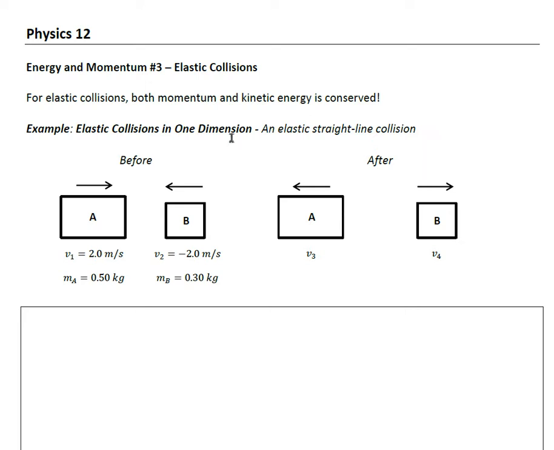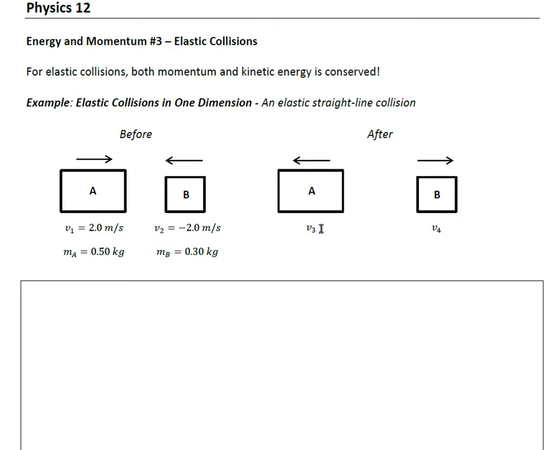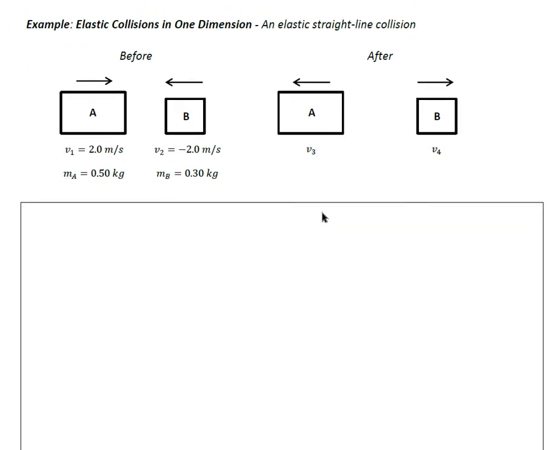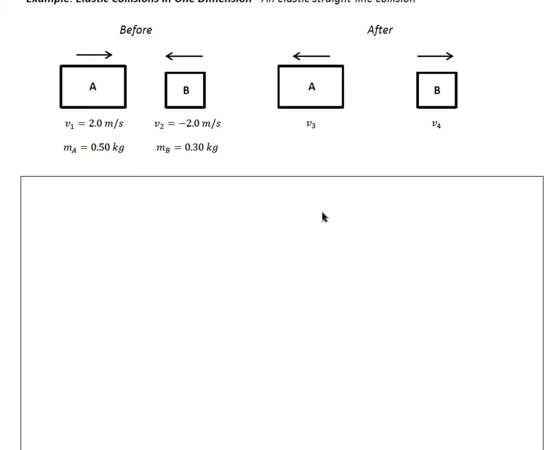So if we look at this first question, we have two objects. Initially, we have object A traveling towards object B. We have the speeds and the masses listed, and they're going to bounce off each other and go in different directions, most likely. So we need to figure out what those two speeds are. How we go about that is we're going to first look at momentum.